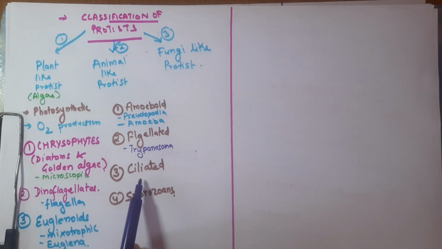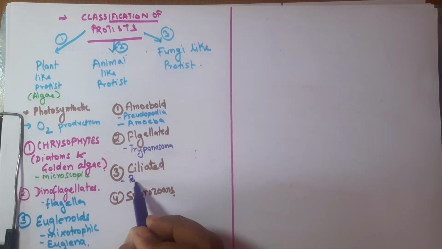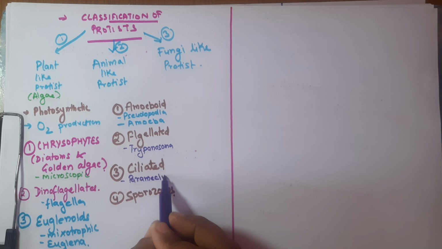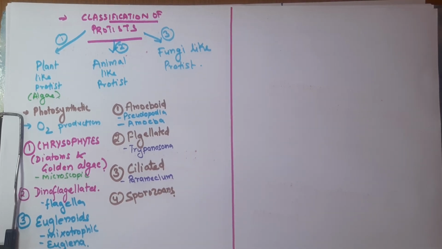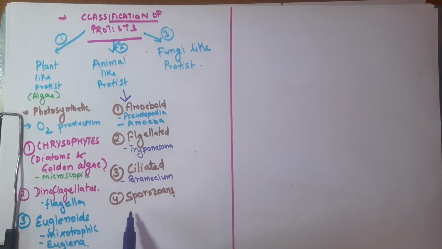Now the ciliated one, we know that it consists of cilia. The movement displayed by these protists is due to the presence of cilia, and they have a complex cell structure. The example is Paramecium. And the last animal-like protist is the sporozoans. These parasitic protists lack the locomotory organelles, so no locomotion. The example here is Plasmodium. We all know that Plasmodium causes malaria.